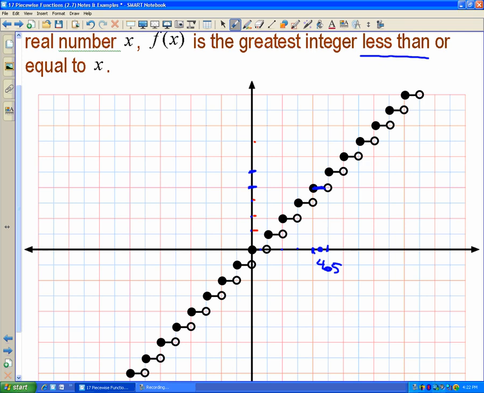All the numbers between 5 and 6 are going to go to 5. All the numbers between 6 and 7 are going to go to 6. So it's always closed on the left and open on the right. This is what's called the greatest integer function.